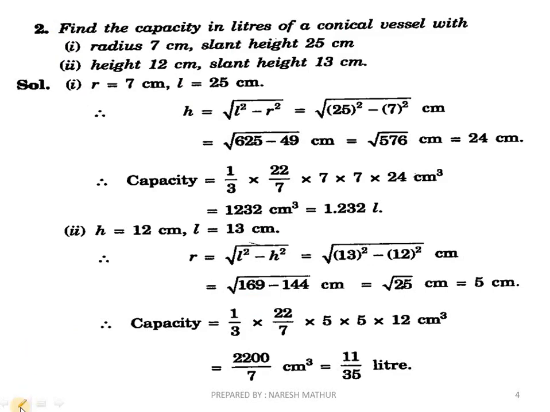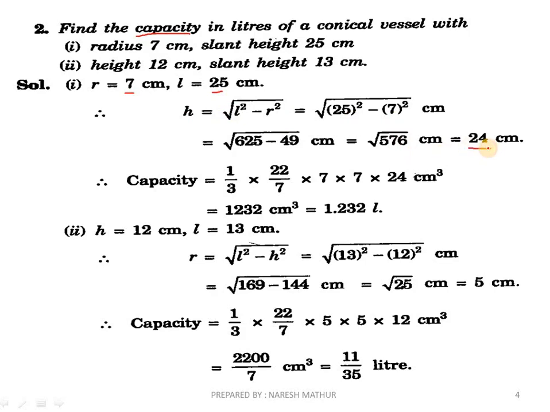Now in the second question, we need to find the capacity in liters of a conical vessel. It means we are given a radius and its slant height, so we have r and l. Capacity means we need to find volume, and for volume we first need to find the height. As we have r and l, we can find h by simply applying the Pythagoras theorem. So h equals the square root of l square minus r square.